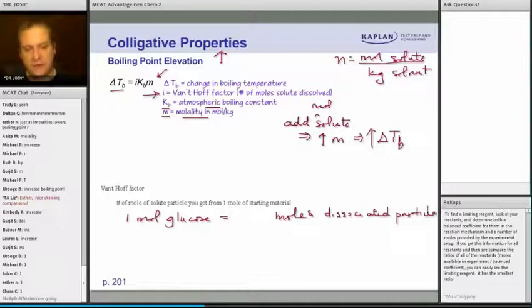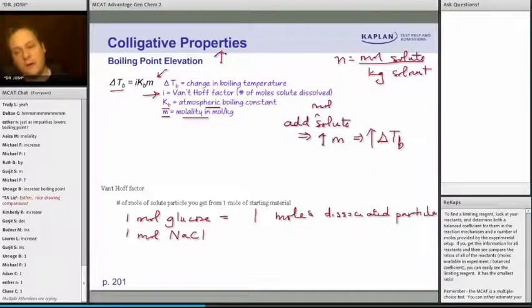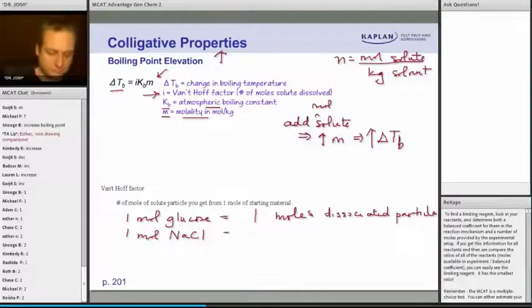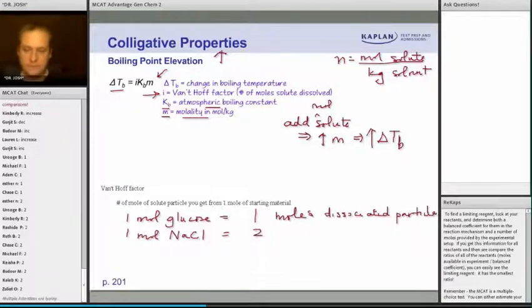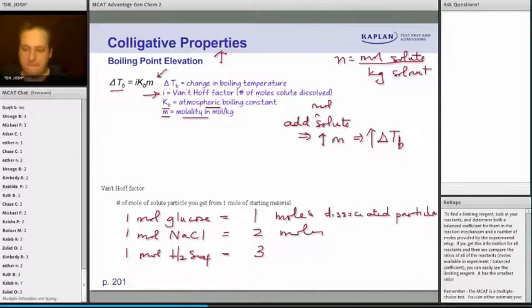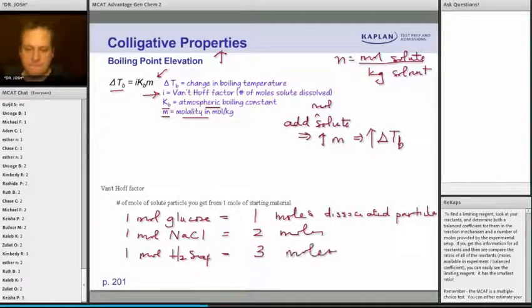Yeah, if I throw in glucose, I get 1. Glucose doesn't break apart. So 1 mole of glucose gives me 1 mole of dissociated particles. What about 1 mole of sodium chloride? Yeah, we need 2 moles of dissociated particles. What about a mole of sulfuric acid? Ding, ding, ding. We get 3 moles.